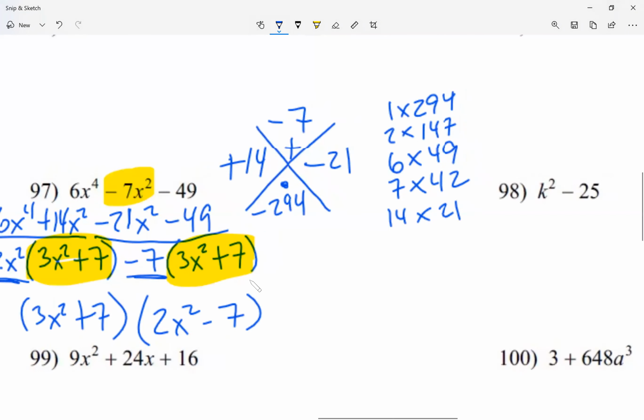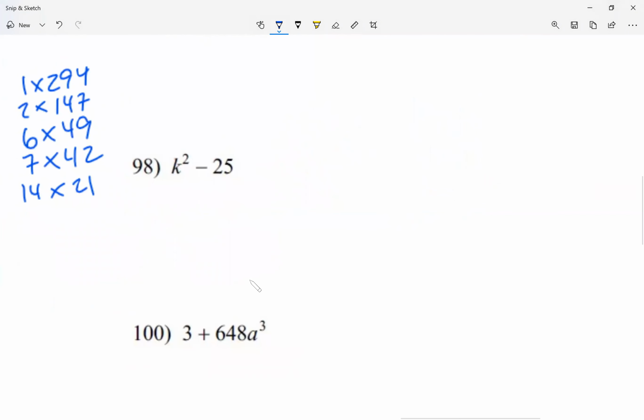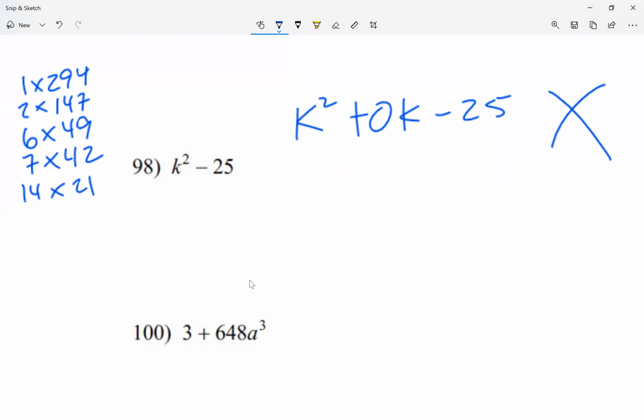Now, for 98, we can do it the long way, right? k squared plus 0k minus 25. I added the 0k at the beginning, so I see it as a trinomial, and then I'm looking for two numbers that multiplied are equal to negative 25. When I add them, it is equal to 0, right? We can do that. The diamond method will work.